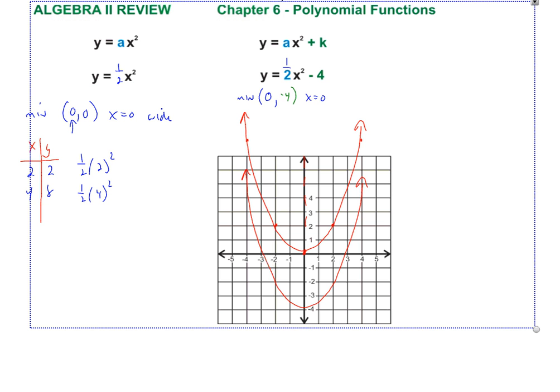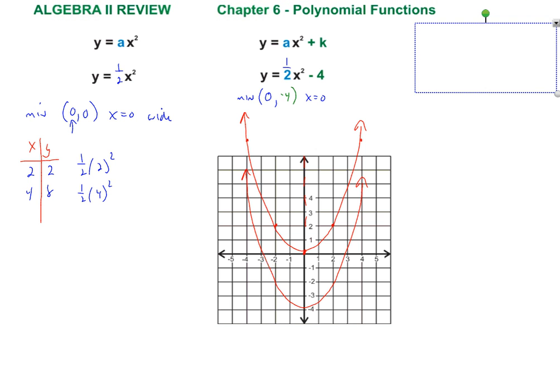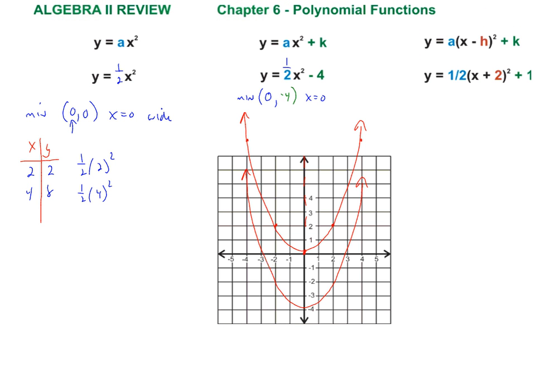All right, third scenario. Here's the full-blown one. And so don't forget y equals a times the quantity x minus h, quantity squared plus k. Now this one has both a horizontal shift and a vertical shift. So again, is this a max or a min? The a value is positive, so it's a min. What are the coordinates of the vertex?